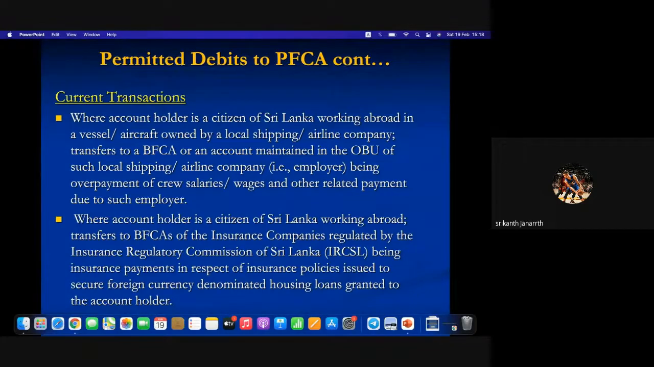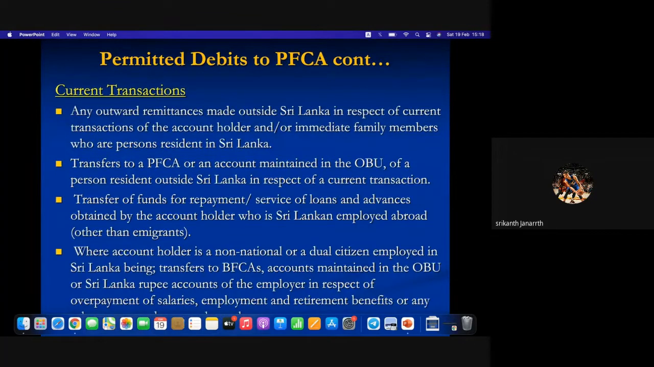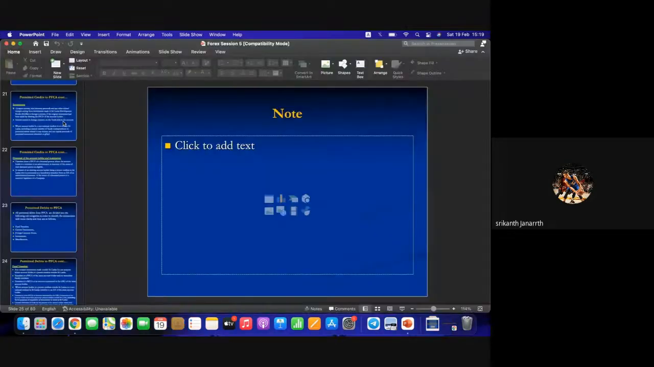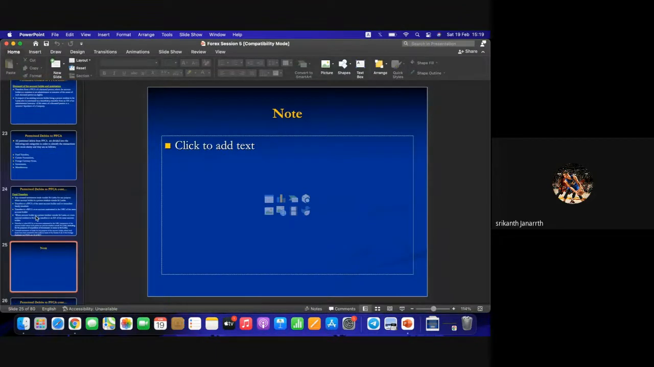Okay, the last point: outward remittance of funds for any purposes of the account holder, where such funds have been remitted to Sri Lanka in terms of Section 8.3. That is what I just want you to take some note on, right? That is the amnesty. That is the amnesty given.